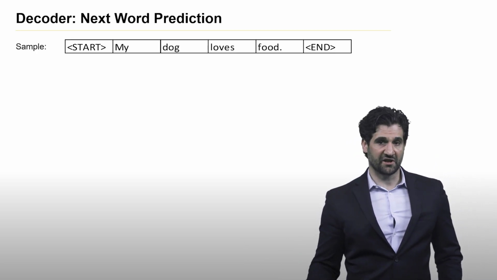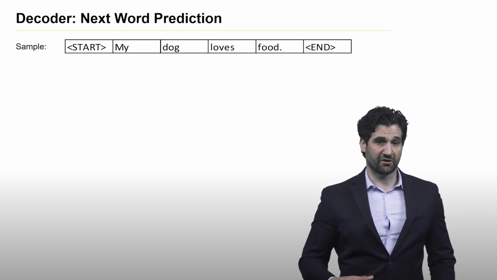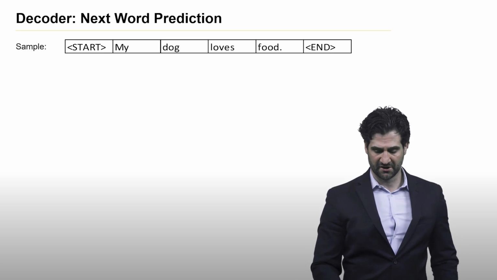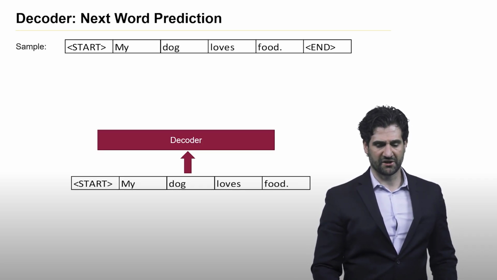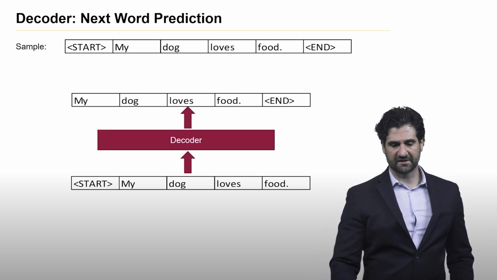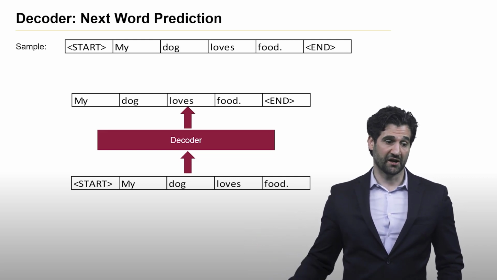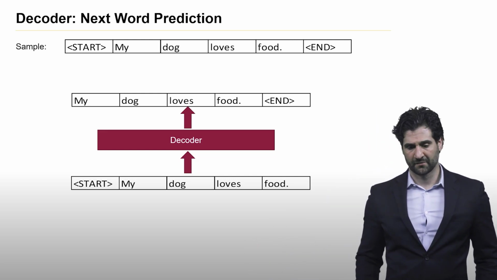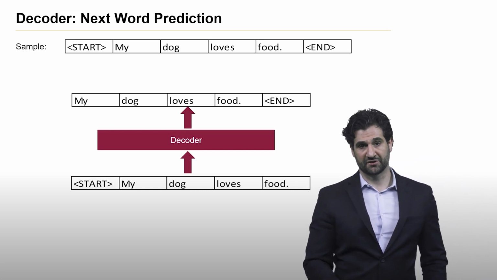And so let's give an example. Consider this input. We've tokenized this sentence, my dog loves food, and we have a start and end token as well. And then what we want to do is that goes into a decoder. And then the desired output is everything that's one position to the right of it as you read it. So the start token maps to my, my token maps to dog, and so forth.